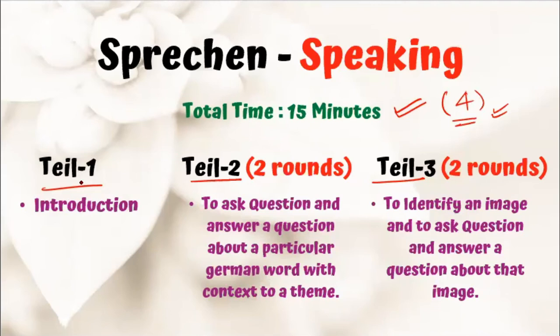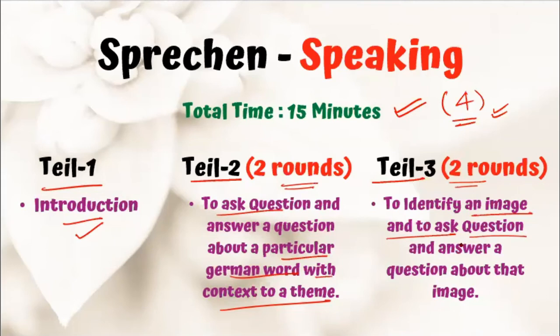In tile 1, you have to say your introduction. In tile 2, you have to ask a question about a particular German word in the context of a theme. They'll provide you with one word and one theme. You have to make a question and you have to answer a question. There are 2 rounds of this. In tile 3, there are again 2 rounds. You have to identify an image and ask a question regarding that image to your partner, and your partner will ask you a question.